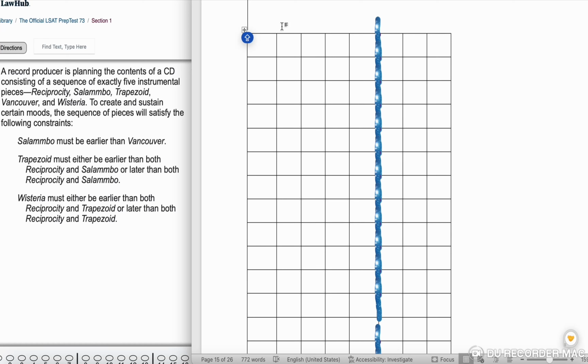The producer is planning the contents of CDs consisting of a sequence of exactly 5 instrumental pieces: R, S, T, V, W. To create and sustain certain moods, the sequence of pieces will satisfy the following constraints.